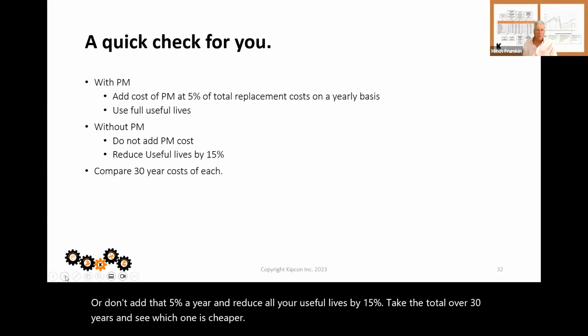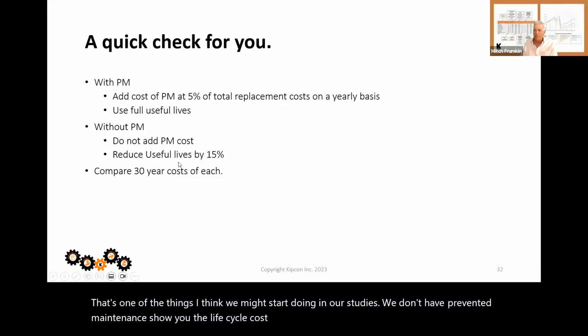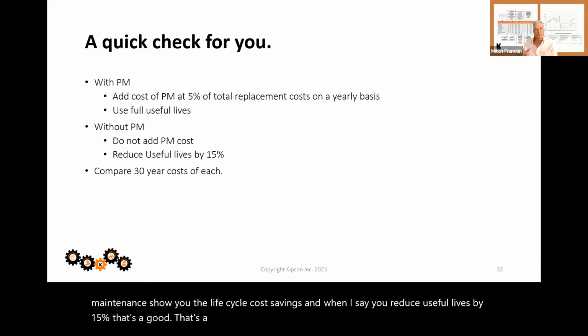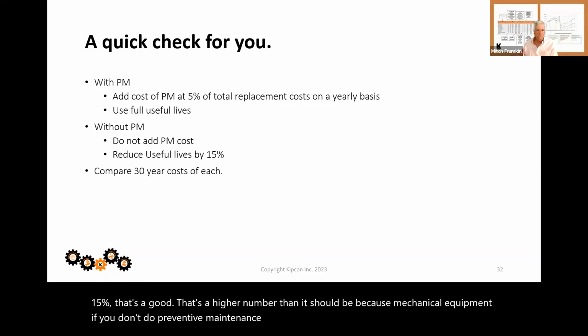That's one of the things I think we might start doing in our studies if you don't have preventive maintenance, show you the life cycle cost savings. And when I say you reduce useful lives by 15%, that's a conservative number. That's a lower number than it should be, because for mechanical equipment, if you don't do preventive maintenance, usually the useful lives are reduced by 40%. But that's just a guideline to show you.